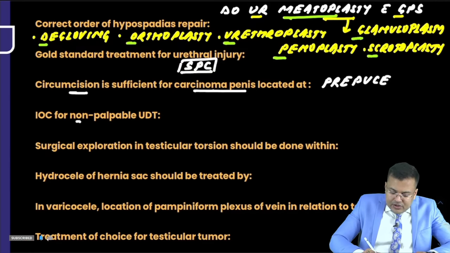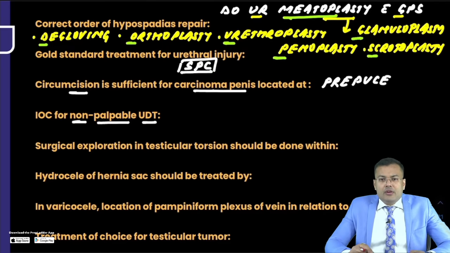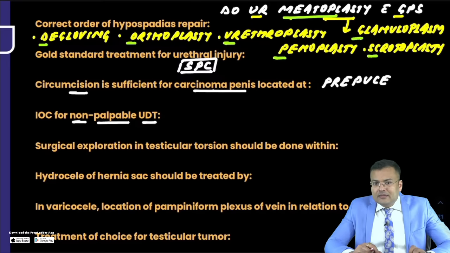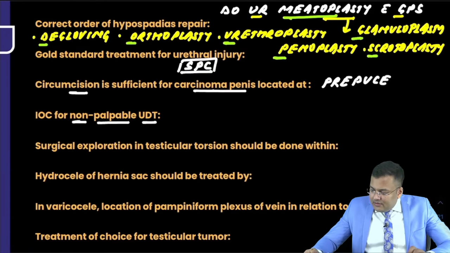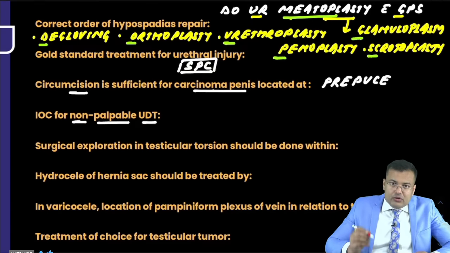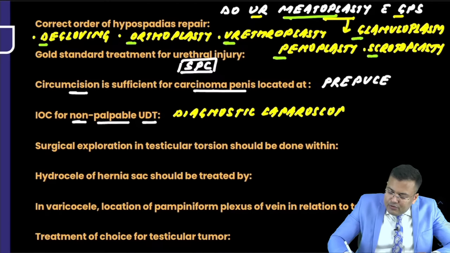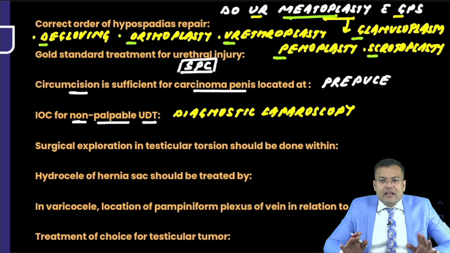Next, investigation of choice for non-palpable undescended testis. Tell me, guys. It is not ultrasound. Sarvesh Dubey, again, he is the first person to reply. Very good, Sarvesh. It is diagnostic laparoscopy. If it is palpable, in that case, we go for inguinal exploration. If it is non-palpable, we go for diagnostic laparoscopy.